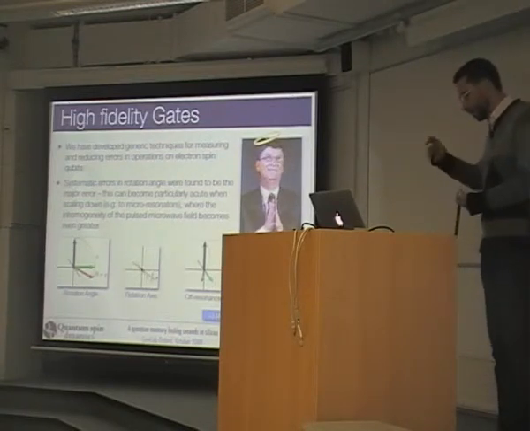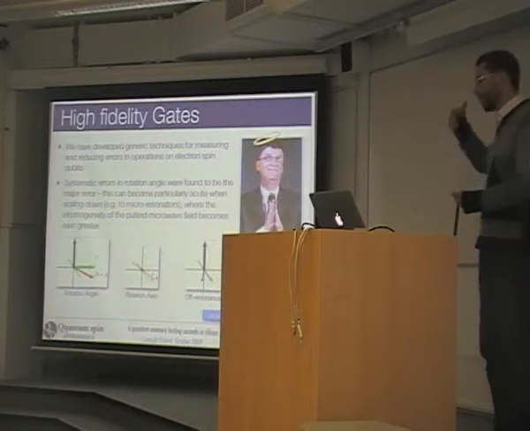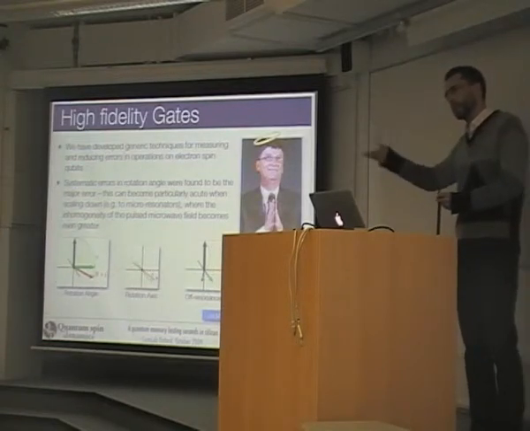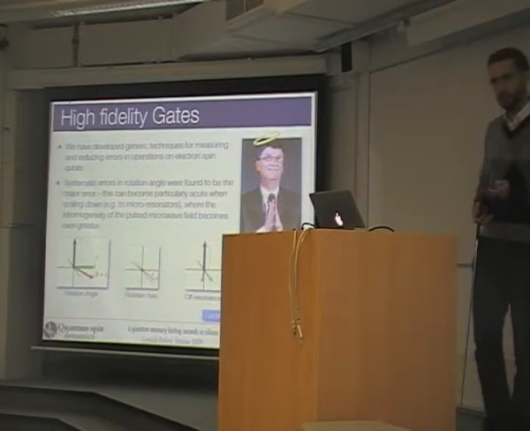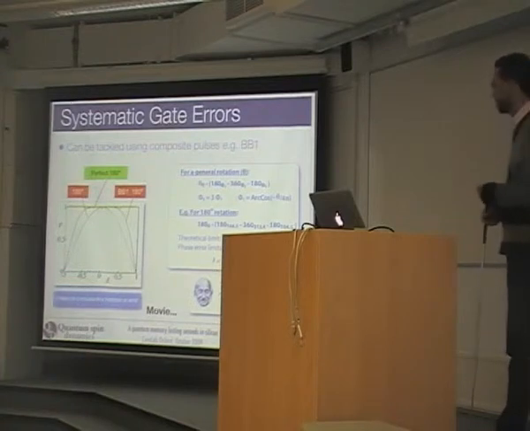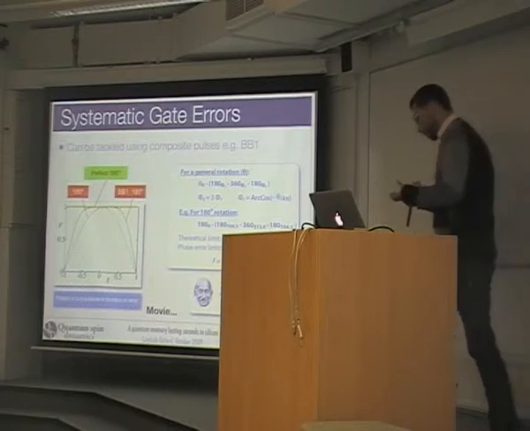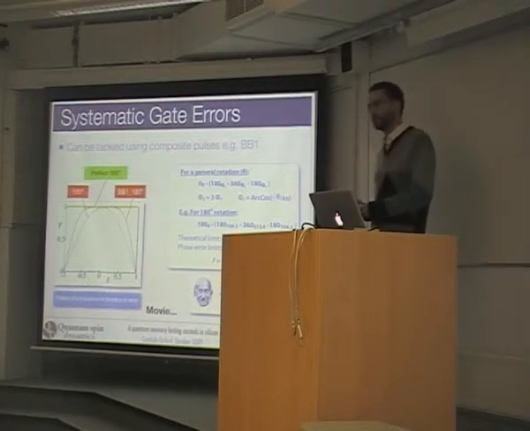So for example, the pulse field that we're applying was just a little bit too strong, 10% too strong, so that every operation that we apply is over-rotated or under-rotated by the same amount. And this particular kind of error, a systematic error in angle, can actually be tackled using a composite pulse sequence.